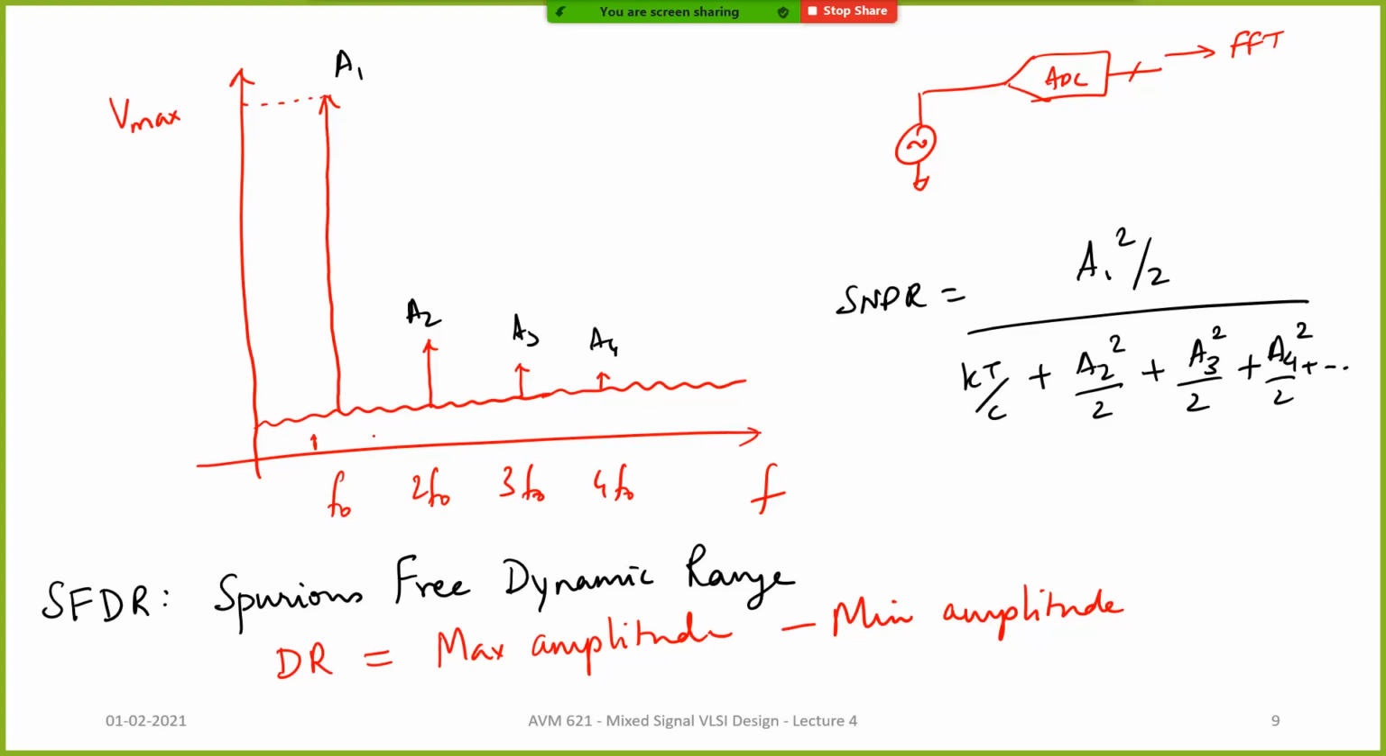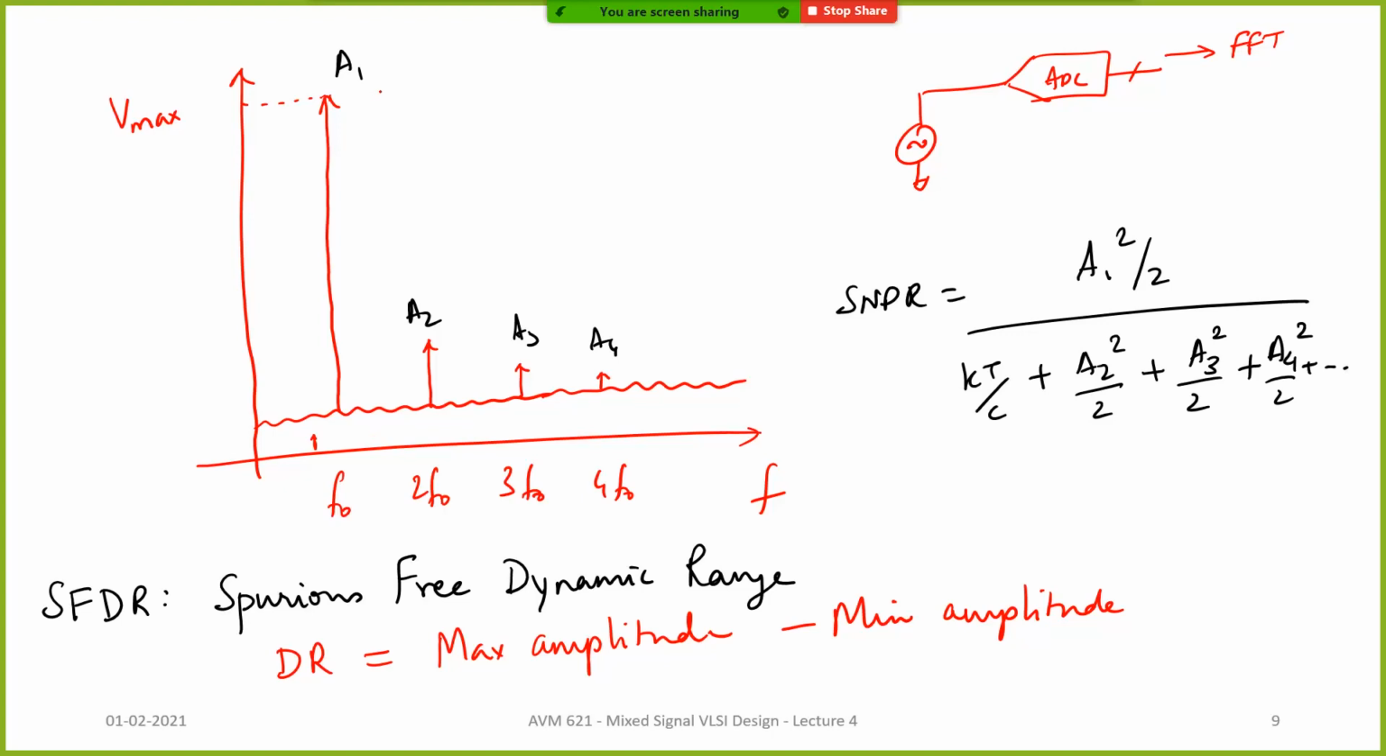Now in this discussion, we said the nonlinearity is coming from the R-on. In the case where you have an input buffer and an output buffer and so on, at least the input buffer's nonlinearity will also come into the picture. So what this SFDR basically means is, what is the dynamic range where there are no spurious terms?